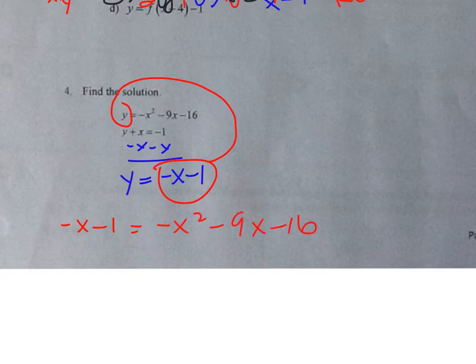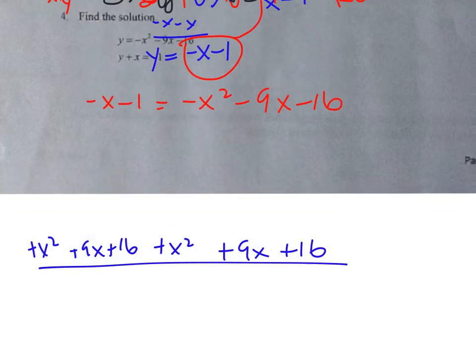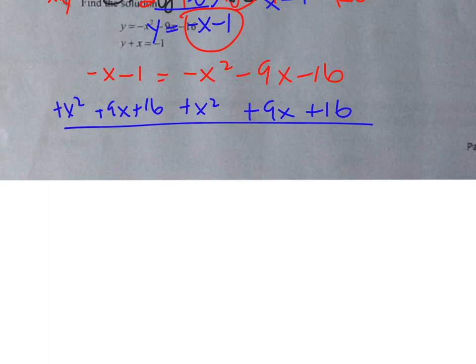I'm going to move the whole thing over to the left because I want my x squared to be positive. So I'm going to add x squared, add 9x, add 16. Okay, so I get x squared, negative x plus 9x is 8x. Negative 1 plus 16 is 15, equals 0. All right, now I'm going to solve this. So you can use the quadratic formula. You can complete the square. You can factor. So I am going to complete the square.